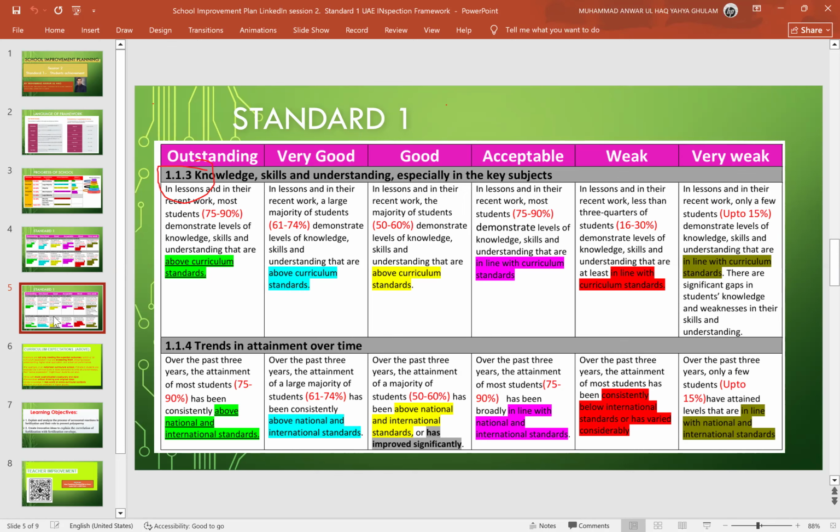Okay, so here, what is actually your performance in key subject areas? It depends upon your middle leadership, the HODs in your school, to empower them with this slide about what exactly you want from them. For example, if I take one example for very good, if you see here what is written: in lessons and in their recent work, a large majority, 61 to 74 percent, of students demonstrate levels of knowledge, skills, and understanding that are above the curriculum standards.